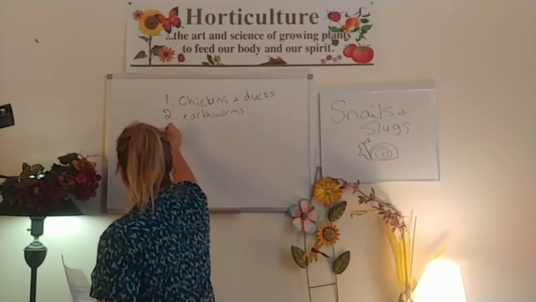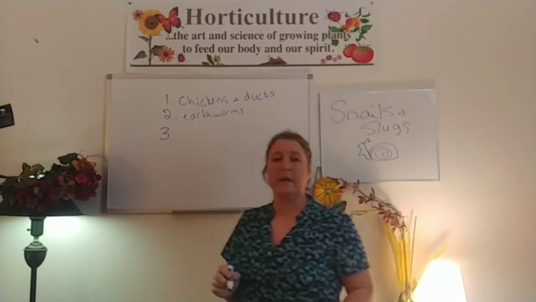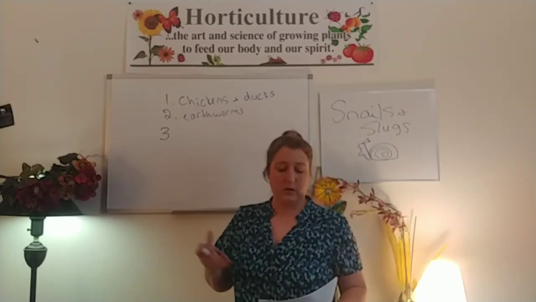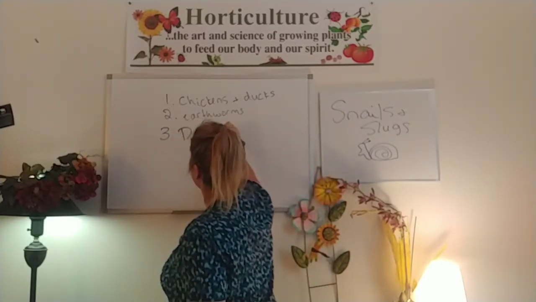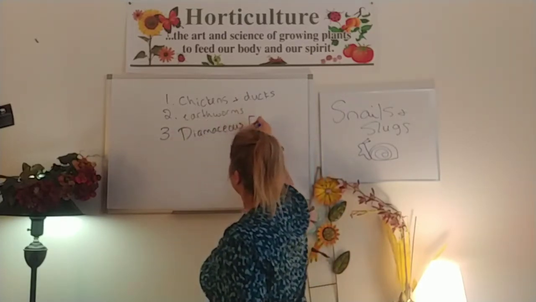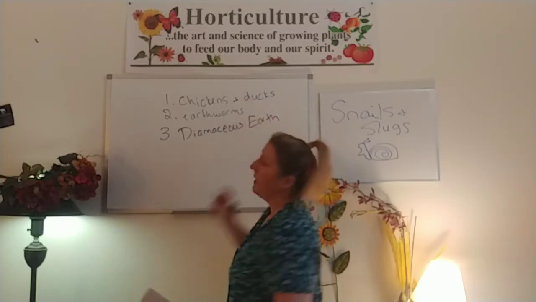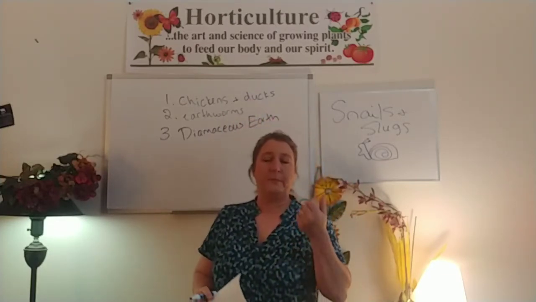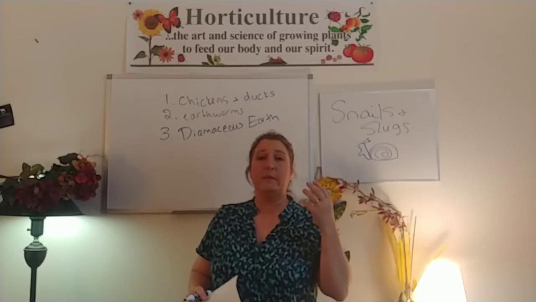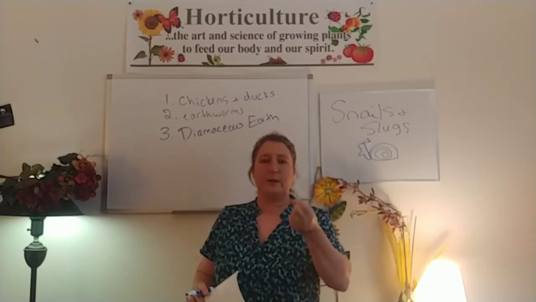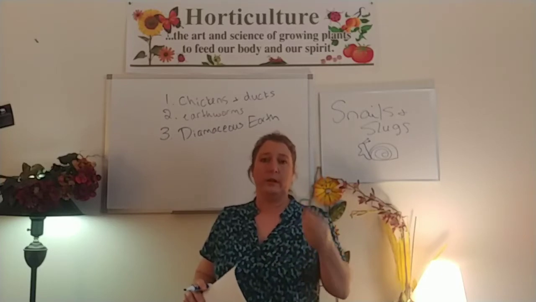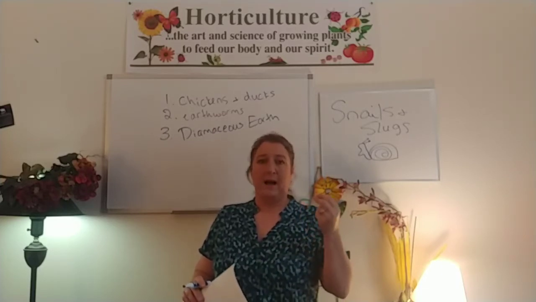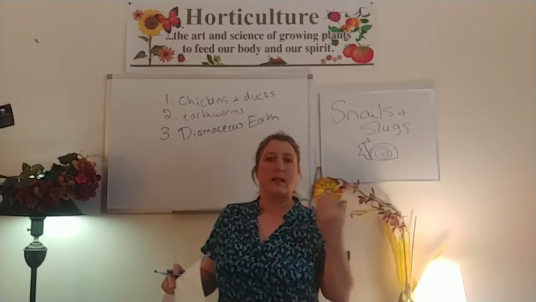Physical barriers. So what would be a physical barrier to a slug or a snail? Diatomaceous earth. If you've never heard of diatomaceous earth, it feels very powdery, but it's actually made up microscopically of very sharp shards of mineral. So it actually will kill your snails and slugs by a thousand cuts. It'll just slice them to pieces.